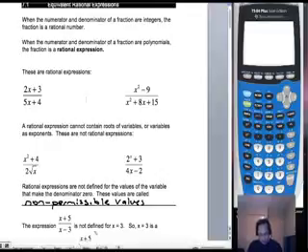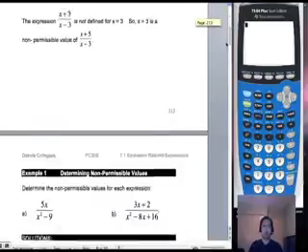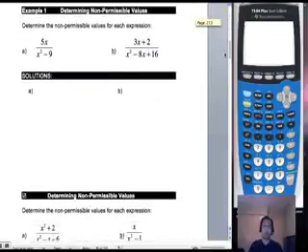Okay, so that's the first thing we want to do. And you want to get into the habit of expressing the non-permissible values right off the hop, because sometimes people just get into solving the problem and they forget the non-permissible values. So for example 1, determine the non-permissible values for each expression.